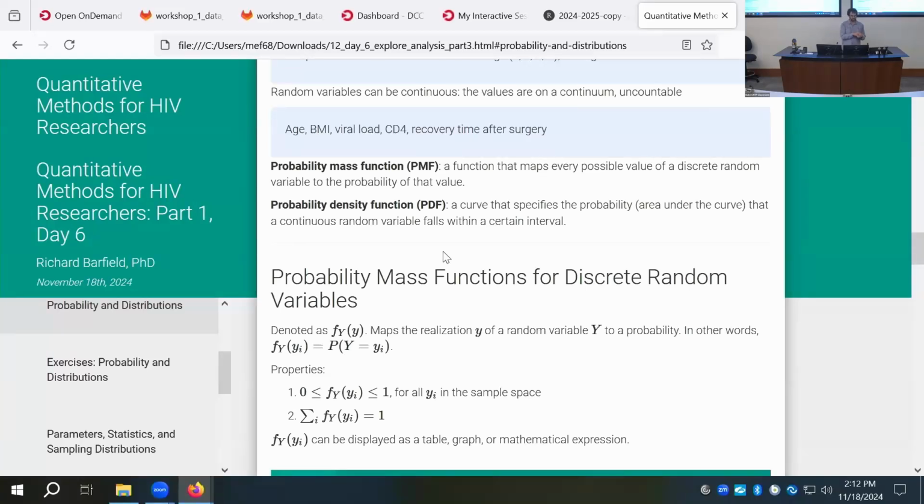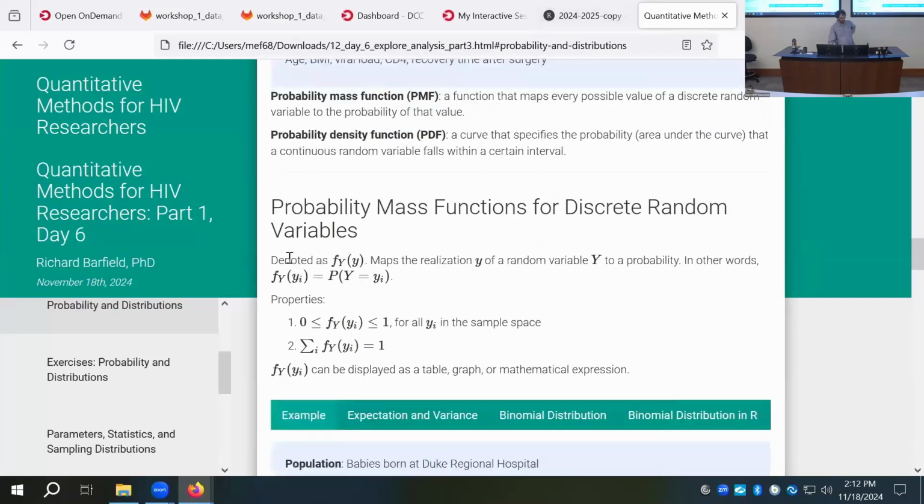While a density function is more about a continuous random variable, and you're looking at whether the probability is some area under the curve of some random variable, some density function. We're going to get into this a little bit more. These probability mass functions are usually denoted as f_Y(y), which maps the value of, say, this little y, which is what you've observed, of some larger random variable to some probability. So it basically means: what's the probability that Y is equal to y_i?